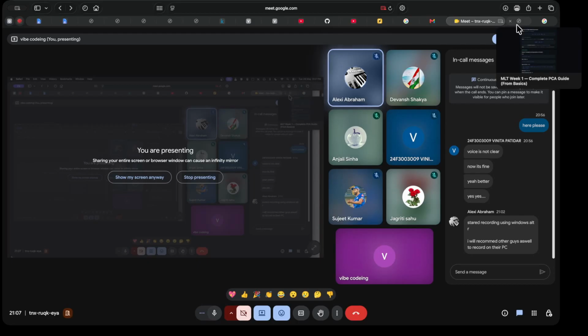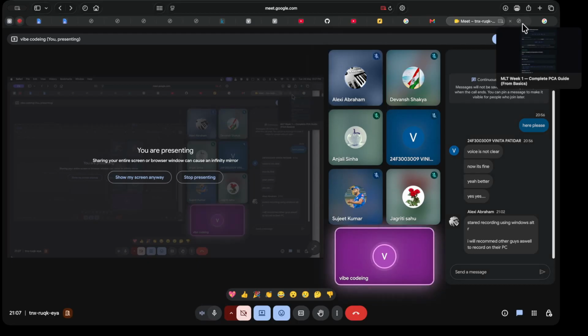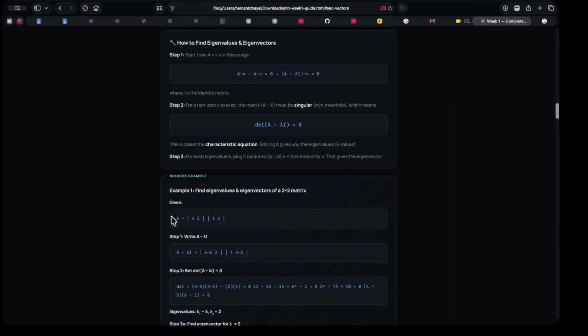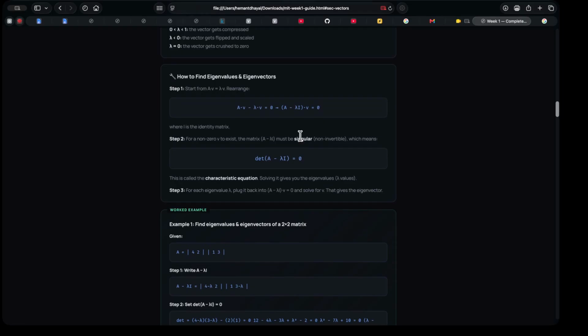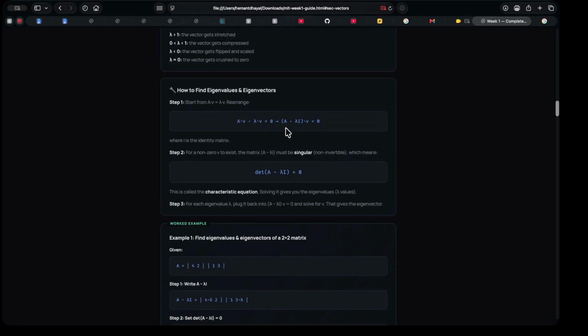Can you please come again? I am saying that you have to find the eigenvalue and eigenvector of the matrix 4 2 1 3. It's a 2 by 2 matrix. To find the eigenvalues and eigenvectors of a matrix, how are you going to do it? Here is the formula: determinant of A minus lambda I. Lambda is the parameter you have to find. So you are going to find lambda. Lambda is the eigenvalue and the eigenvector will be from lambda V.